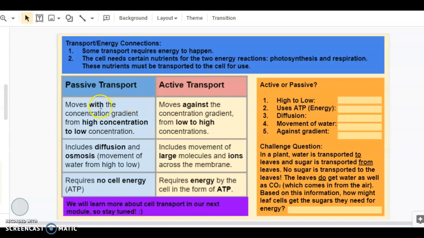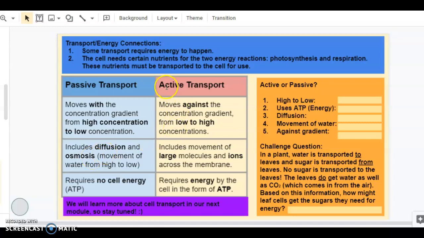Passive transport moves with the gradient from high to low because that's how molecules will naturally move. It includes diffusion, which is the movement of any molecule from high to low through a membrane, and it requires no cell energy. Osmosis is the diffusion of water. So if we're talking about water moving from high to low, we're going to use the word osmosis. It's just a special type of diffusion.